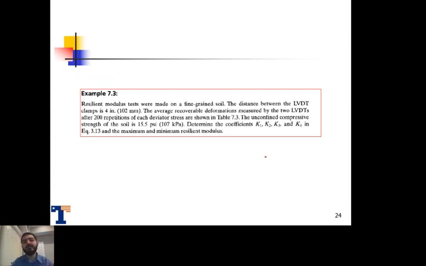This is example 7.3. We have a resilient modulus test. Multiple tests were done on fine grain material. The distance between the LVDTs is also 4 inches. The average recoverable deformation measured by the two LVDTs after 200 repetitions is in the table, which I'm going to show you in a little bit. And then the unconfined compressive strength of the soil is 15.5. I'm going to get to why we use this. And then we need to determine K1, K2, K3, K4, and the maximum and minimum resilient modulus.